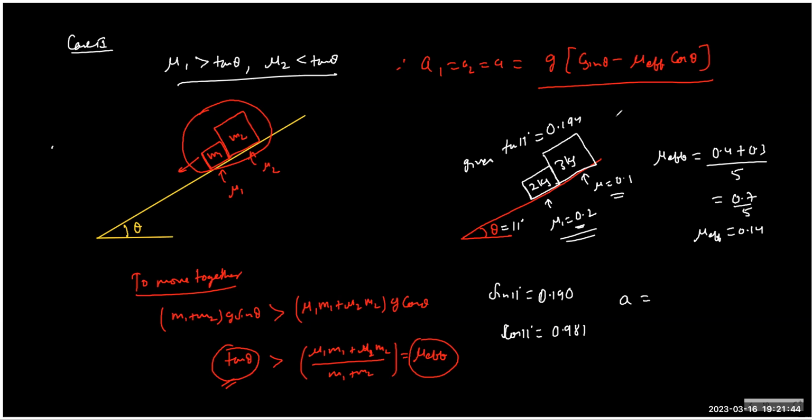Take g as 10. So A will be how much? Because now this is exactly the condition of our, right? This condition. So on g 10, sine is 0.11. Mu effective is 0.14 into cos 11 is 0.9. Let me check, into... oh, that's small, minus 2.1 into 10. So it is roughly coming 0.5 to 5.